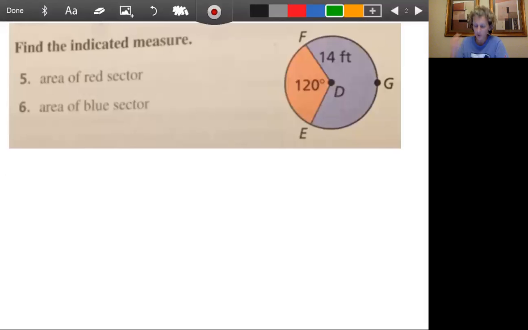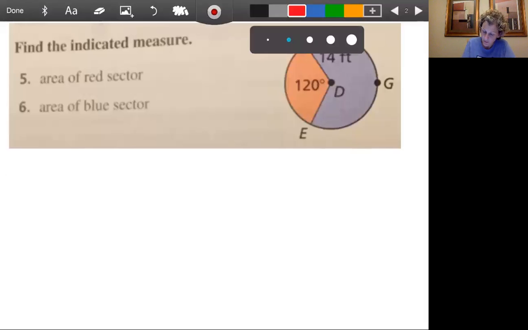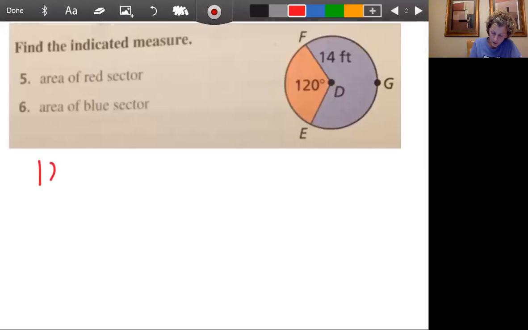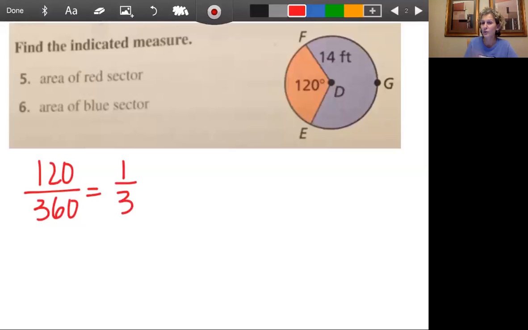And how much is it? Well, because the angle is 120, it's 120 out of 360, or 1/3 of the whole circle. And what is the area of the whole circle? Pi r squared. That's how we find it.